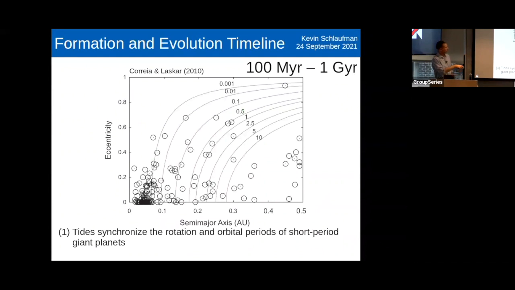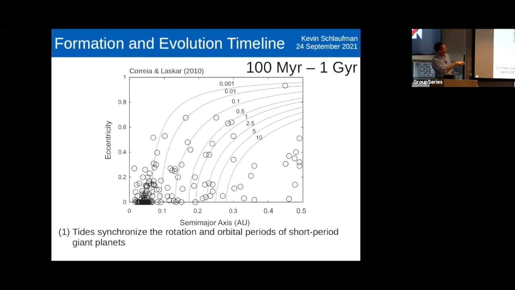So this is semi-major axis in AU on the x-axis, eccentricity on the y-axis. For these different curves, the number next to it corresponds to the number of billions of years that a planet on this side of that curve would have its rotation synchronized with its orbital period. And so a typical eccentricity for a giant planet system is maybe 0.2 or 0.3.